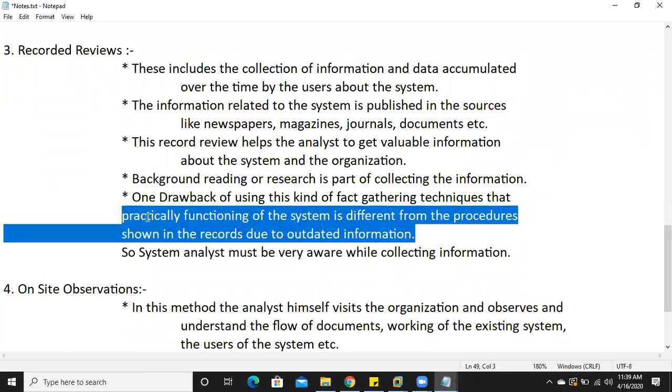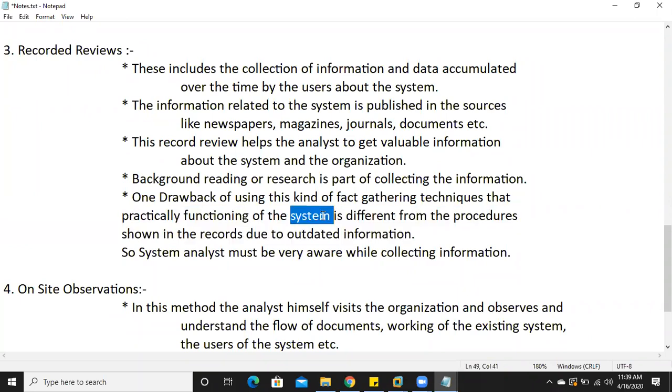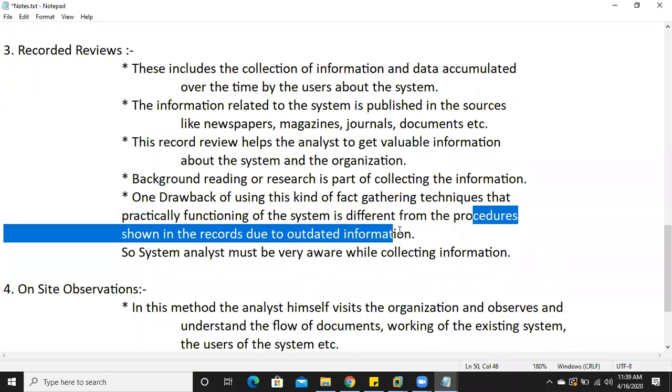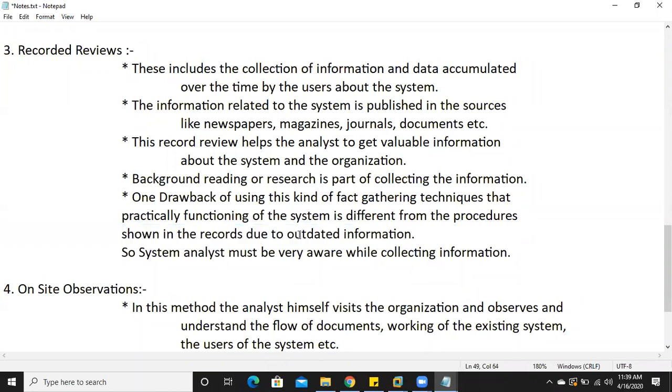So there might be a possibility where the practical functionality of the system is different from the procedures which we have already collected from the recorded reviews, due to outdated information. Sometimes outdated information is also collected in recorded reviews. So the system analyst must be aware while collecting the information. He must collect the updated information only, and must not collect outdated information.